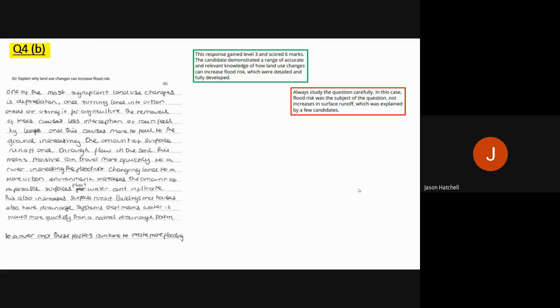With this question, 2019, the common theme from the examiner's report was that you needed to read the question very carefully. You did not just need to talk about surface runoff and how that increased. Actually, you needed to talk about how flooding increased. Yes, surface runoff is part of that, but it's about land use changes mainly.